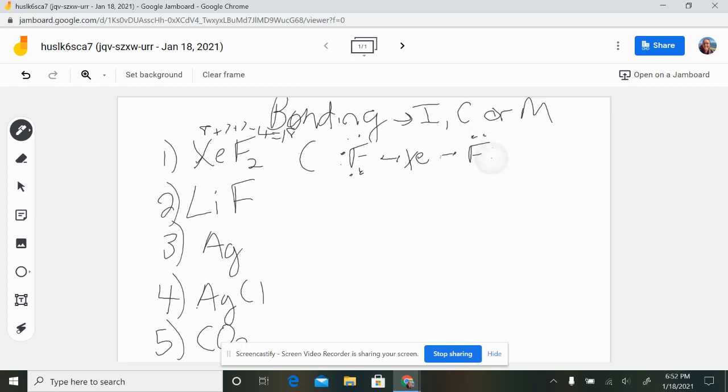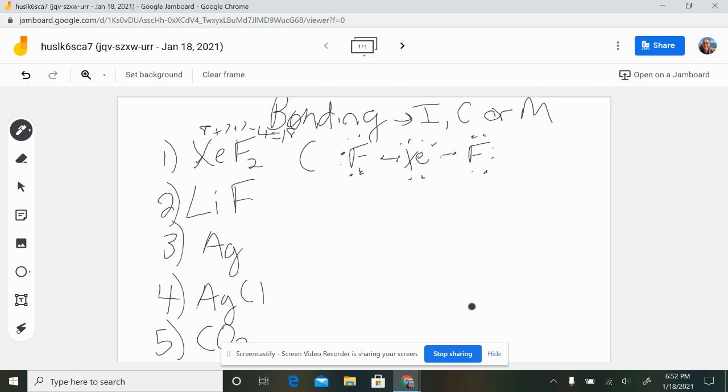That's 6. That's 12. Each element only wants 8. So right now, xenon is left. We're just going to put all the rest on xenon. So xenon, so far that's 12 plus 4 is 16. So we need 2 more, and that makes 18. So that is covalent bonding.